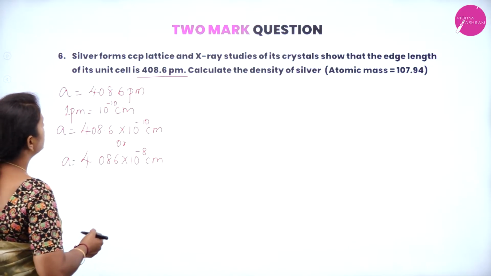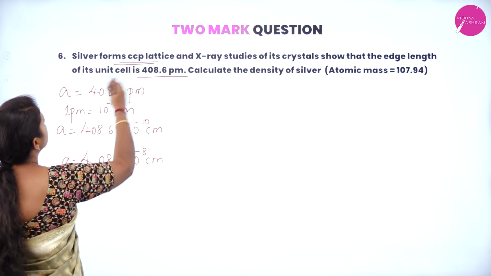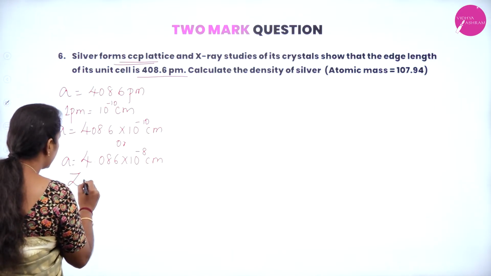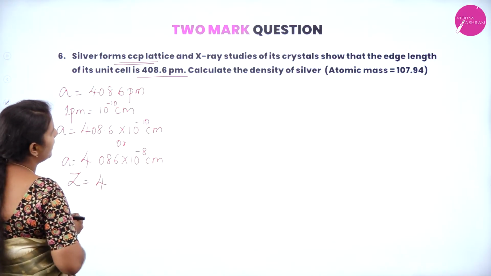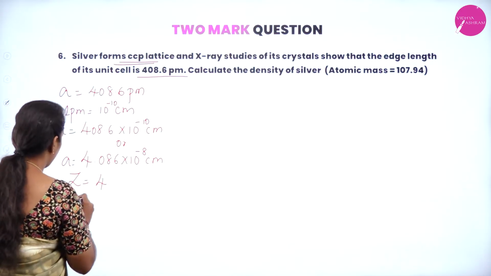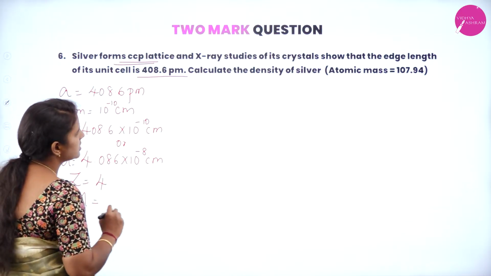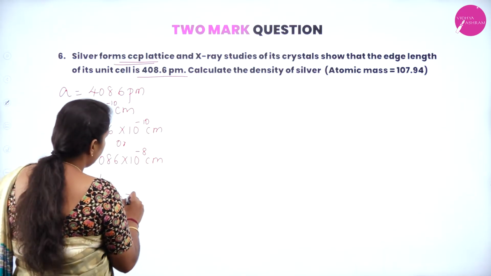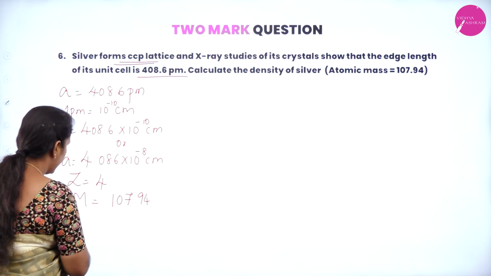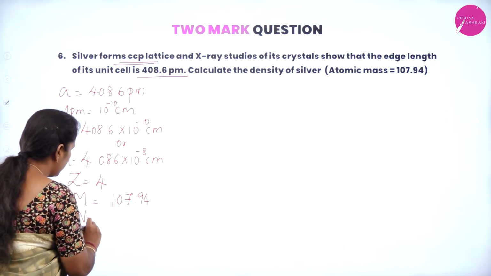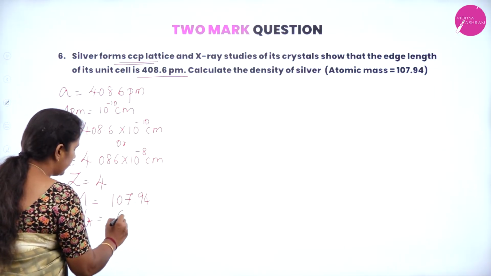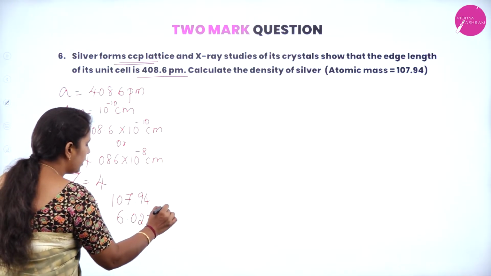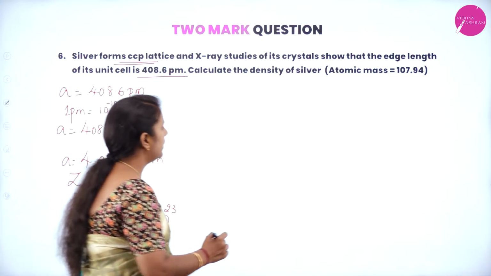Coming to CCP, what does it mean? It is a face-centered cubic unit cell. We know that in the face-centered cubic unit cell, the number of particles is 4, and also they have given the mass. What is the mass? It is 107.94. Okay. And what is the Na value? Avogadro number, it is a constant value, right? It is 6.023 into 10 to the power of 23 atoms per mole.